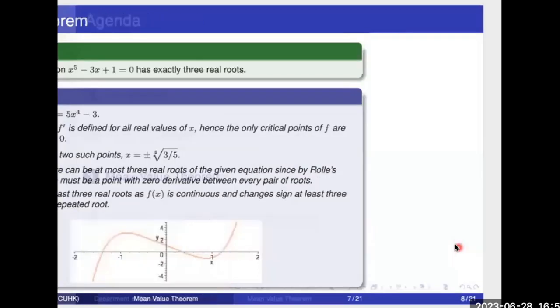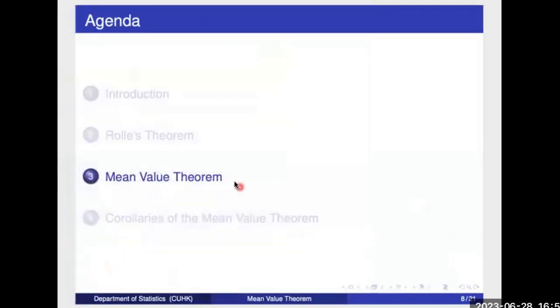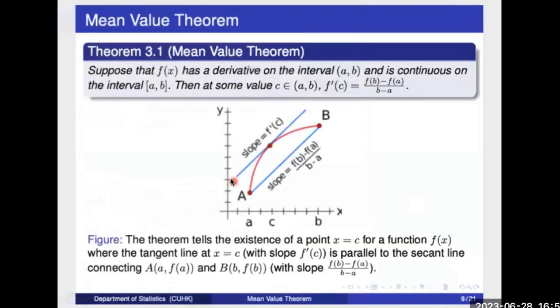Now, let's turn our attention to the centerpiece of our discussion, the mean value theorem itself. According to the mean value theorem, if a function is differentiable on an open interval and continuous on the corresponding closed interval, then there exists a value c within that open interval where the derivative at c will be equal to the slope of the secant line connecting the endpoints of the interval. In the center of the slide, you can observe an illustrative depiction of the mean value theorem.